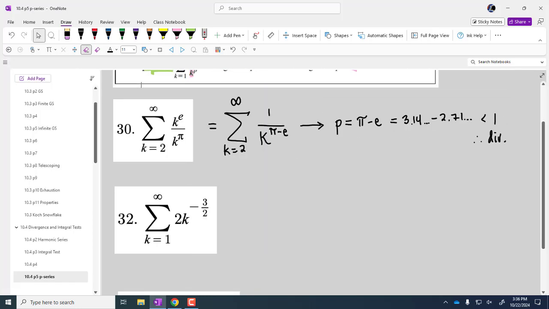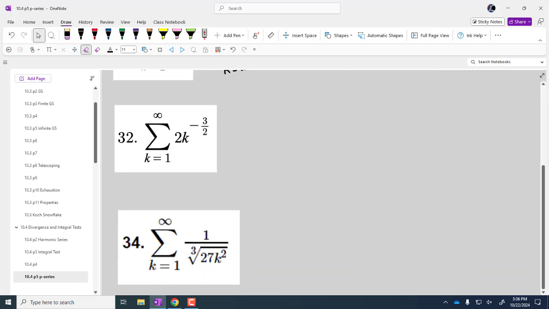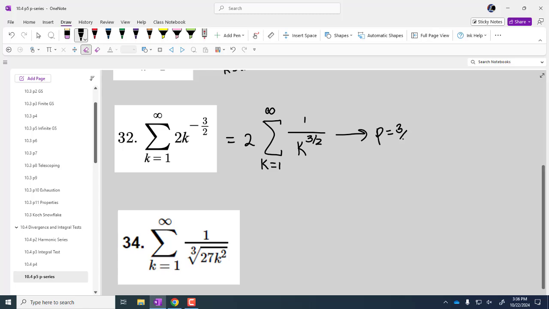All right, is that one going to converge or diverge? Diverge. I hear one of each. Okay, so the 2 comes out to the front. The 2 doesn't do anything. So the 2 is a constant, and anytime we have a constant, that constant can factor to the front. So what is P equal to? 3 halves. Bigger than 1. So 3 halves is bigger than 1, so therefore converge.